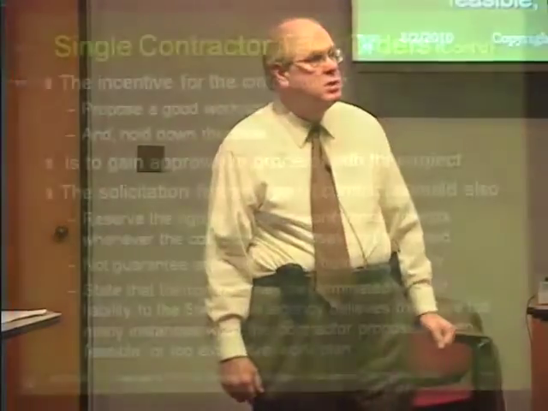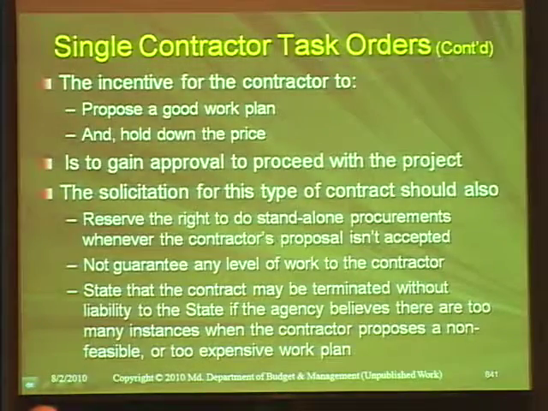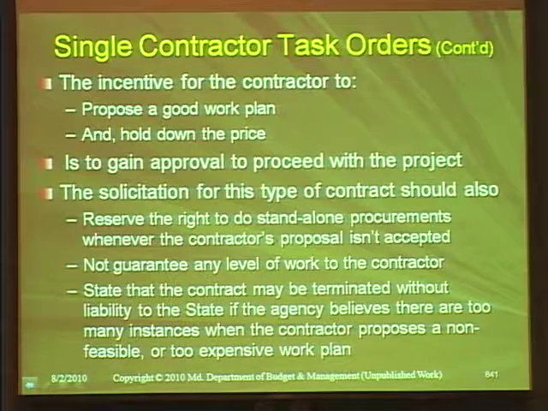It will not guarantee any level of work to the contractor, and will state that the contract may be terminated without liability to the state if the agency believes there are too many instances where the contractor proposes a non-feasible or too expensive work plan. If all you ever give me is something that doesn't make sense and is just prohibitively expensive, this doesn't make any sense to continue, I'll just terminate for convenience, and I don't have to pay you anything because of it. So that's what all that says. Any questions on that?